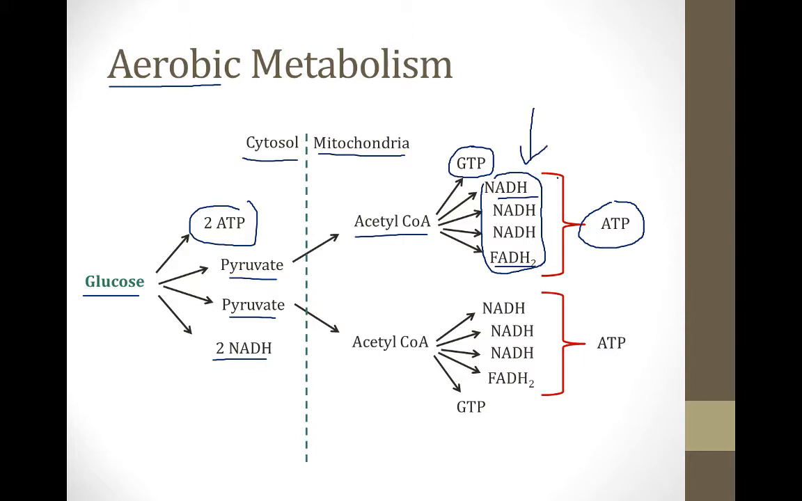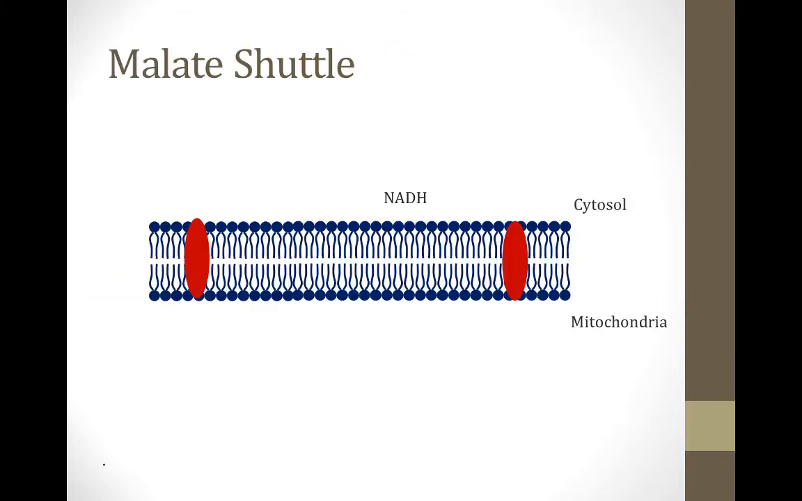But first, we have to talk about something else, which is how these two NADHs right here, generated by glycolysis, get into the mitochondria so that they can join these other molecules here to participate in the electron transport chain. The problem that NADH has is that it cannot directly cross the mitochondrial membrane to get inside the mitochondria and participate in the electron transport chain. So to work around this problem, cells have something called the malate shuttle.